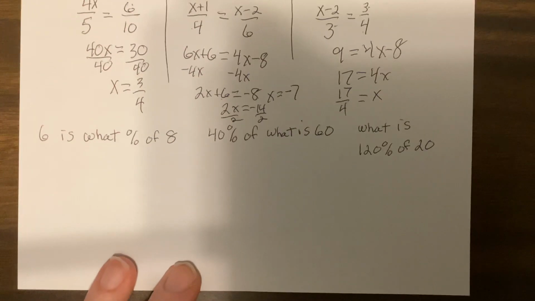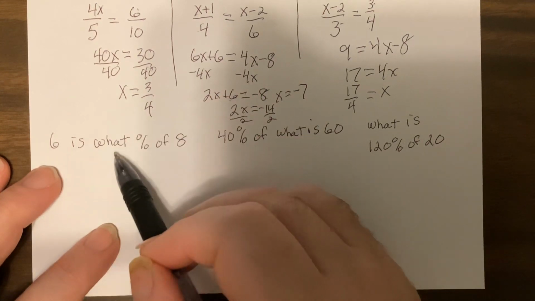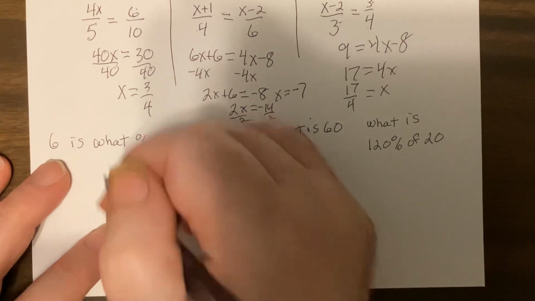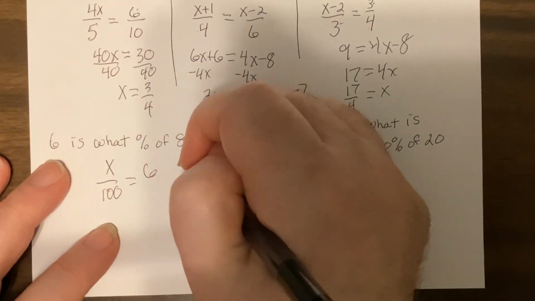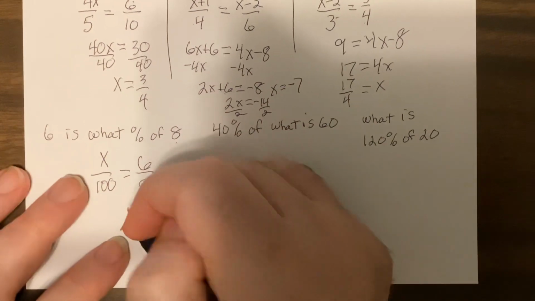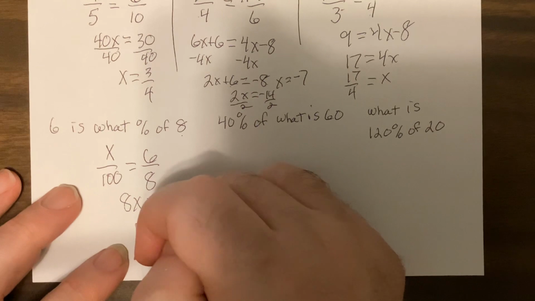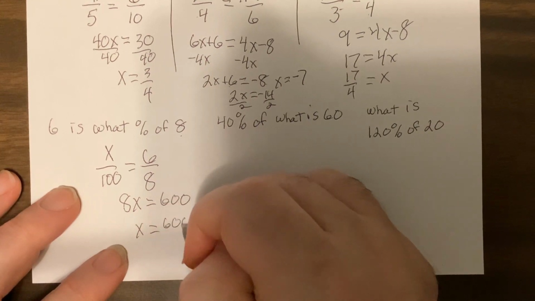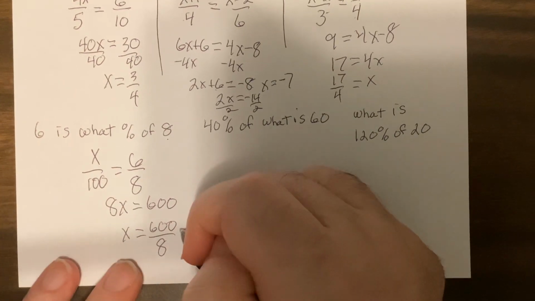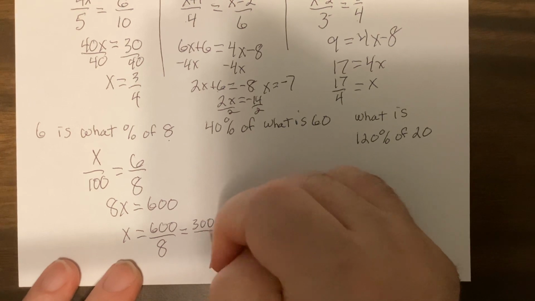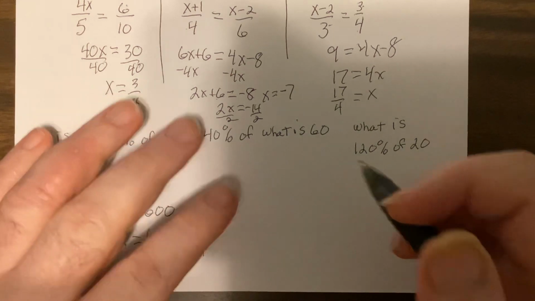That's okay. Now, do you remember how to do percents? This says 6 is what percent of 8? So it's the percent I don't know over 100 equals the is over the of. So I'd have 8x equals 600. So divide both sides by 8. Now you're going to be able to use calculators. So go ahead and use a calculator. That reduces to 300 over 4. So that'd be 75%.